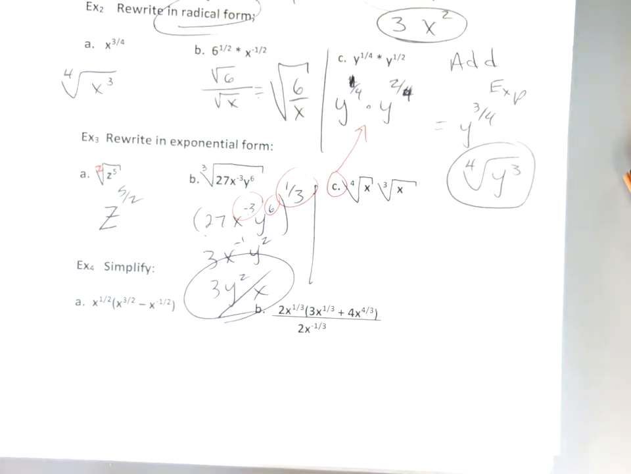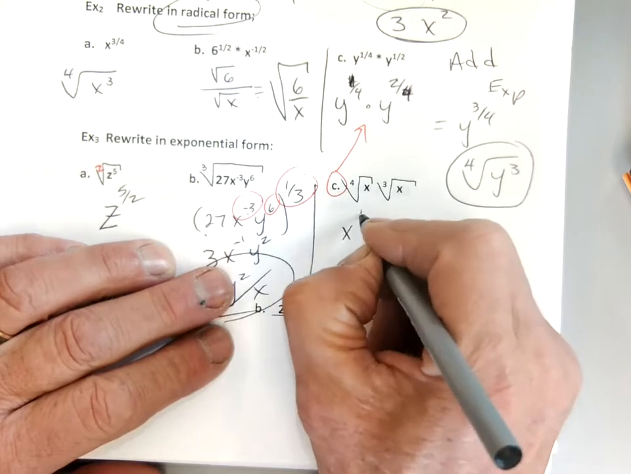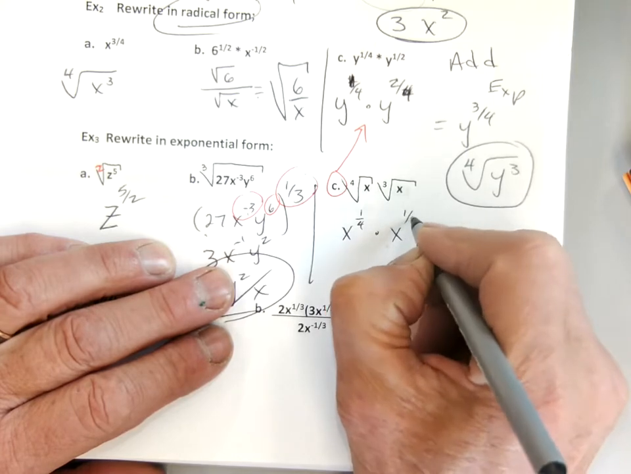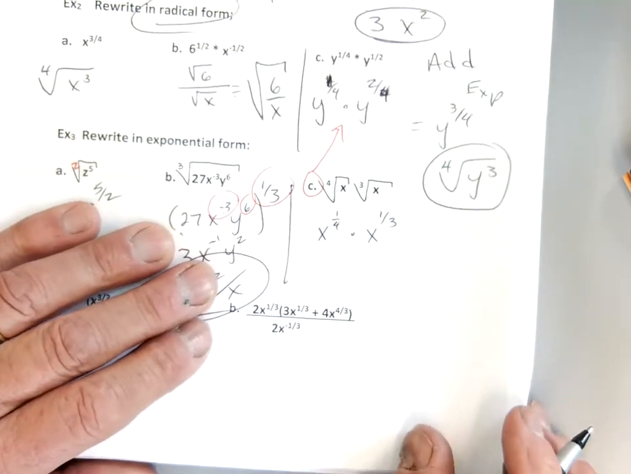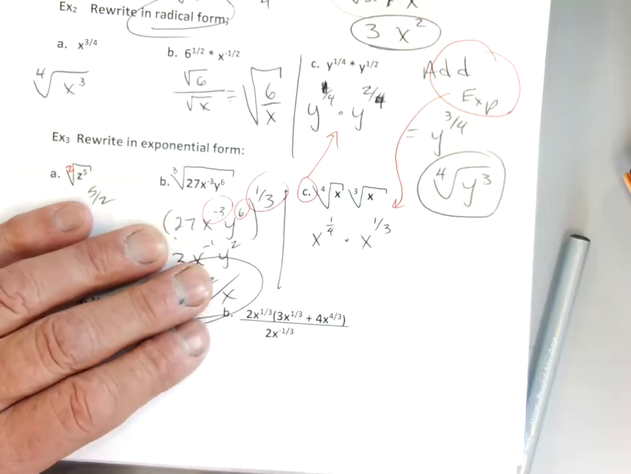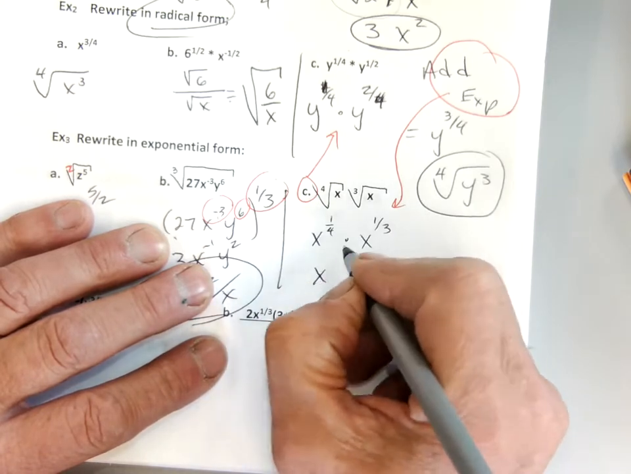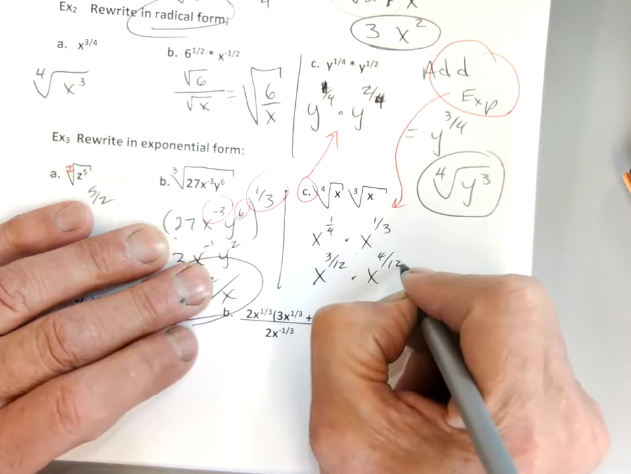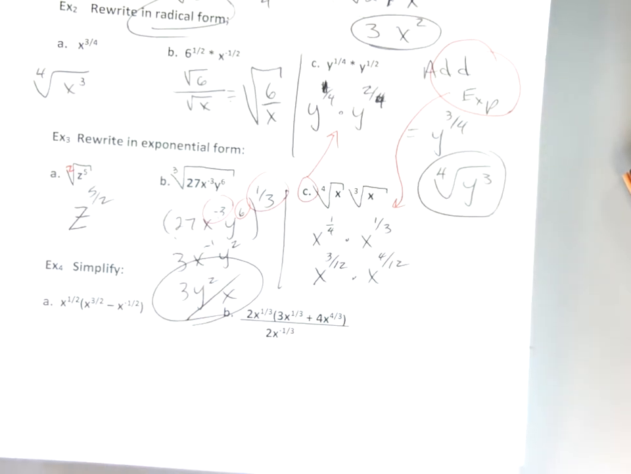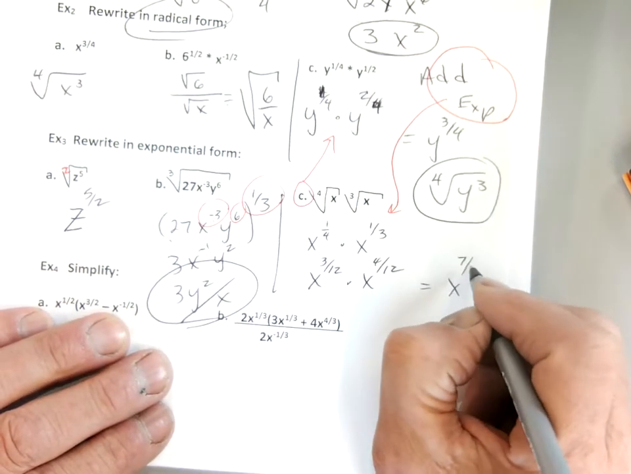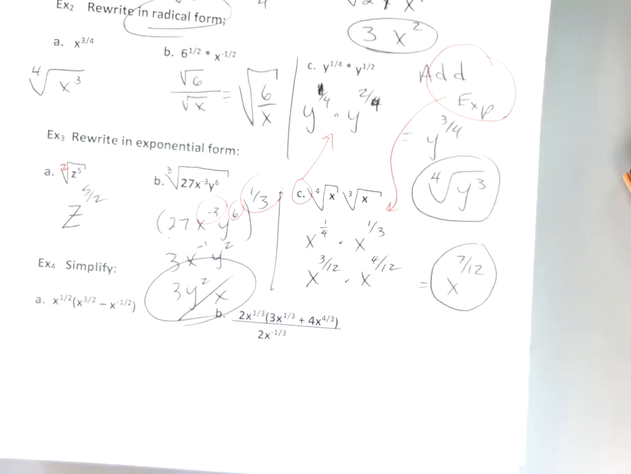Okay. So x to the 1/4 times x to the 1/3. I have to, again, add exponents. So I'm going to get a common denominator of 12. X to the 3/12 times x to the 4/12, right? Now I can add my exponents. Get x to the 7/12. Not too bad.